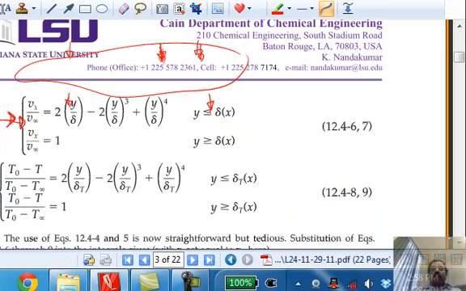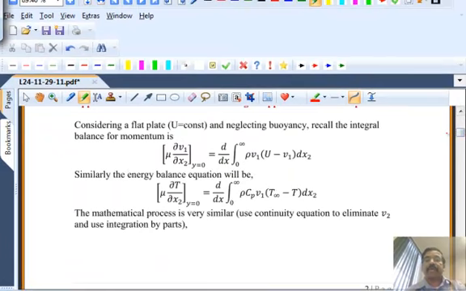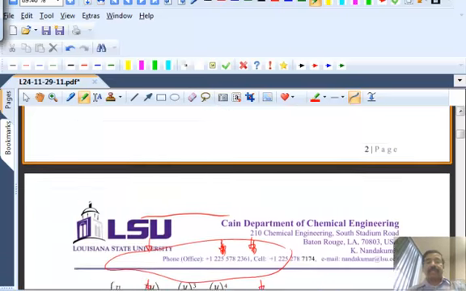Now, those are the two equations that I just showed you here. Okay, one for the momentum and one for the energy. These are the integral form of the conservation equations. You should know how we obtain that.